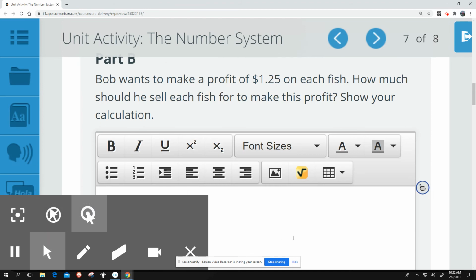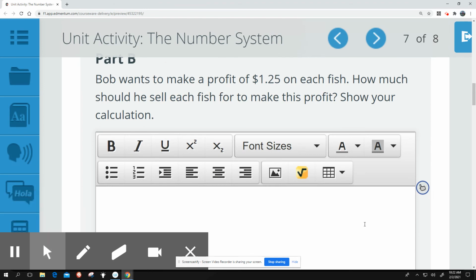What is a profit? What's profit mean? Tiana? Getting money. Sure. So do I have to get more than I spent, or do I have to get less than I spent, or is it a combination? How do I make a profit on something? How am I going to make a profit on these fish? Brian, what do you think? By selling them for more than what you paid. How much more? $1.25.